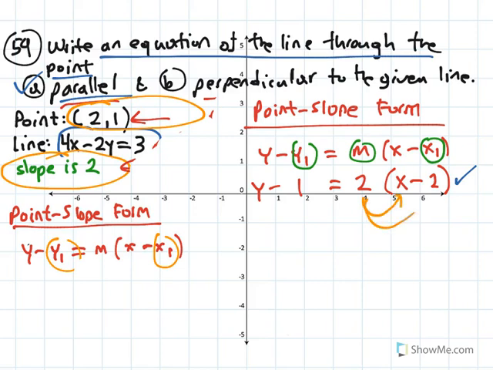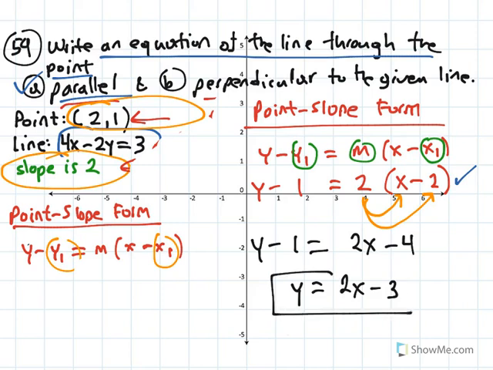You can distribute the 2 to the x and to the quantity inside the parentheses. So that would give you y minus 1 is equal to 2x minus 4. And then you can add 1 to both sides of the equation, giving you y is equal to 2x. Negative 4 plus 1 is negative 3. And of course, if you wanted to, you could graph this line. You could also graph the original line, and you would see that they're parallel to each other.